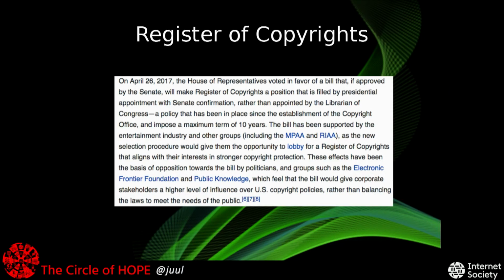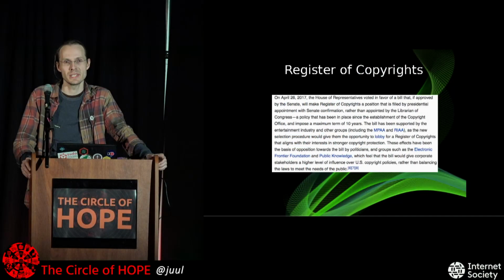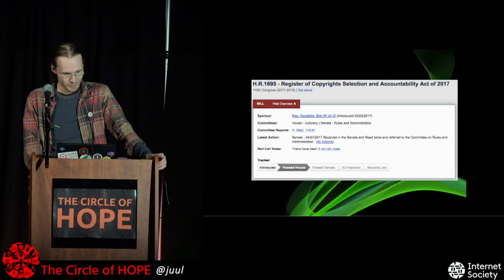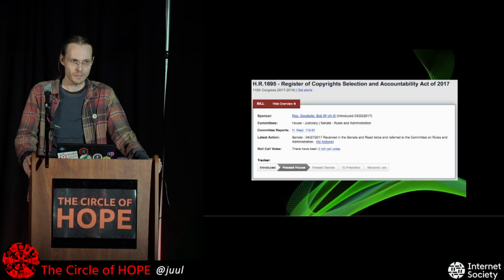Not the registrar for some reason, it's actually called the Register of Copyrights. So you don't have to read all this, but what's happening right now is that the Register of Copyrights is currently chosen by the Librarian of Congress. But our lovely government is trying to pass a law that will change this, so the next Register of Copyrights will be assigned by the President of the United States. So you could probably guess how that's going to go.